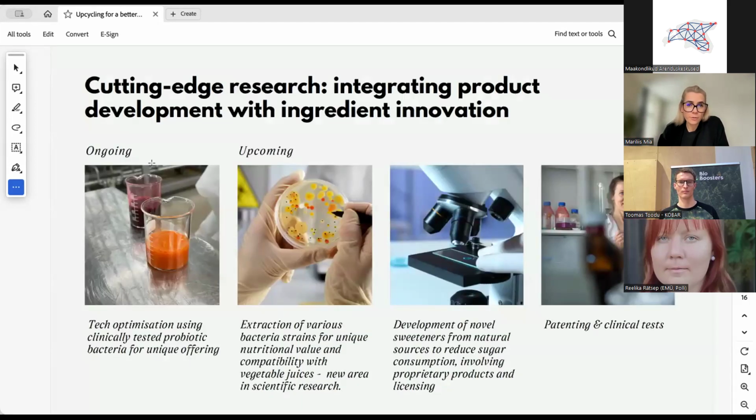Our primary focus in R&D is actually developing our own bacteria strains and navigating the process of clinical testing and patenting, which is rather long, rather expensive, and rather complicated. And second, in exploring sweet modulators, particularly sweet-tasting peptides and oligosaccharides. So in the future, it means we emphasize both product development and ingredient innovation, focusing more on personalized nutrition.